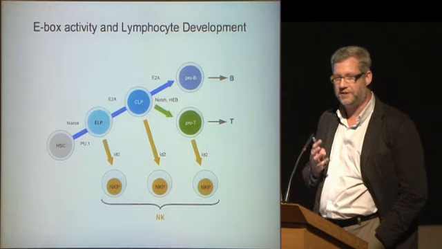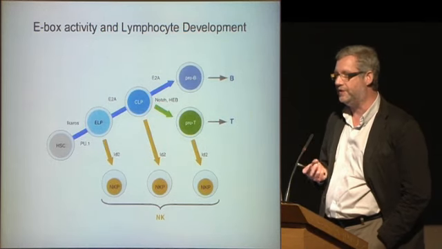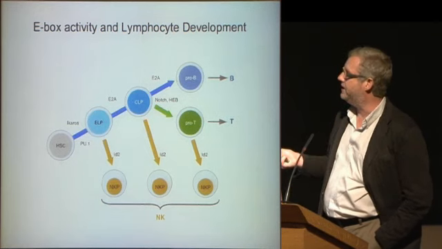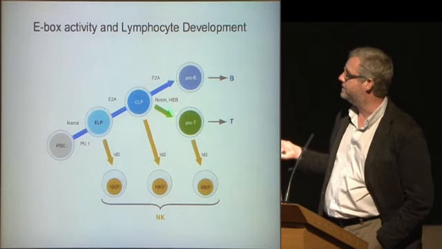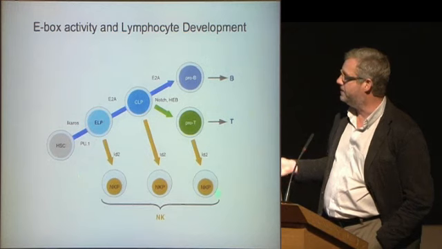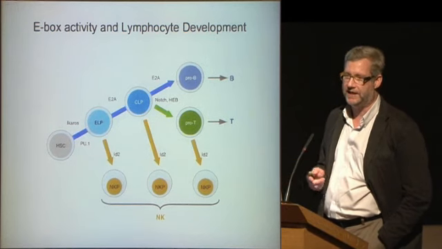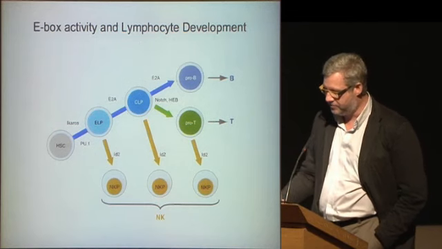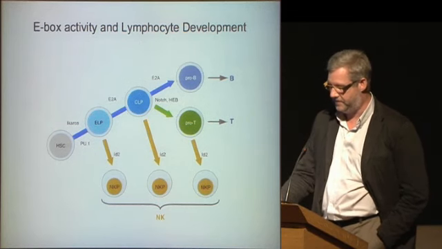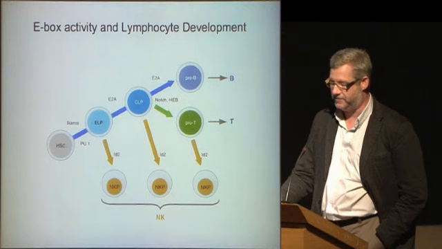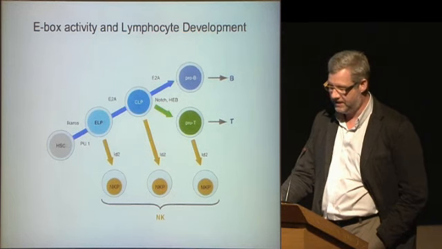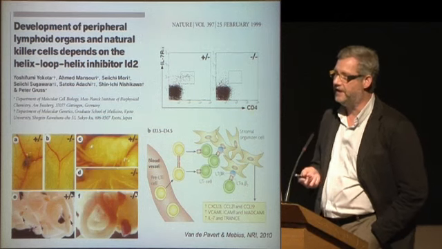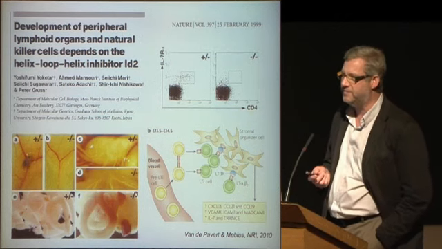So ID2 expression, when it's controlled in a fashion, can actually switch the lineage between T and B cells, so the adaptive arm, into the NK lineage or the innate arm. So this is a molecular switch which was important for distinguishing two subsets of these different types of lymphoid cells, innate versus adaptive.